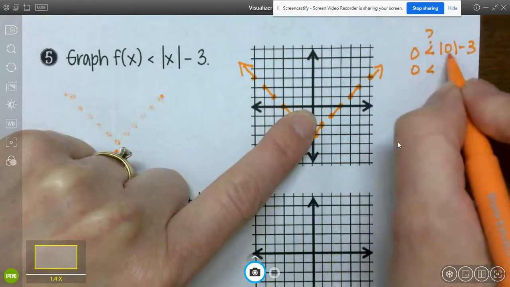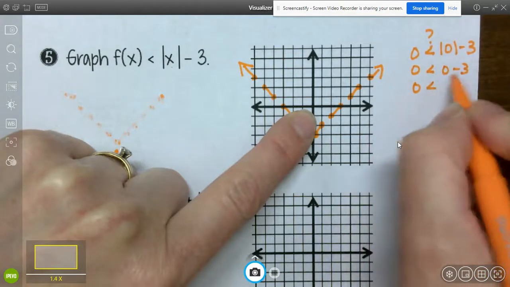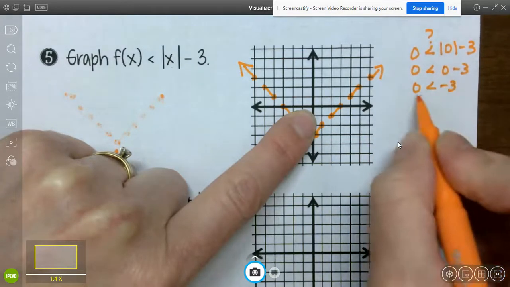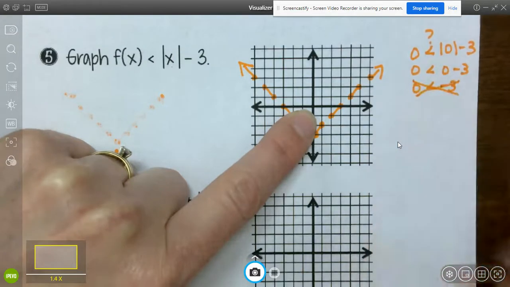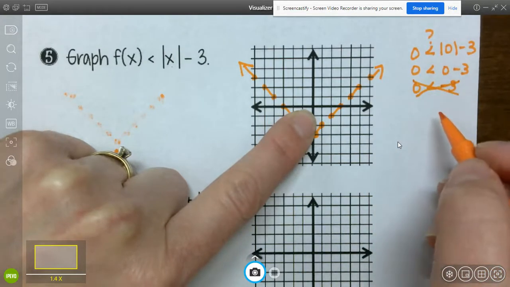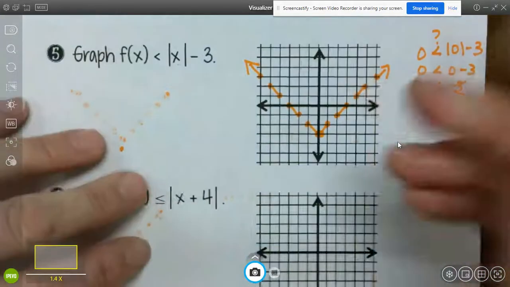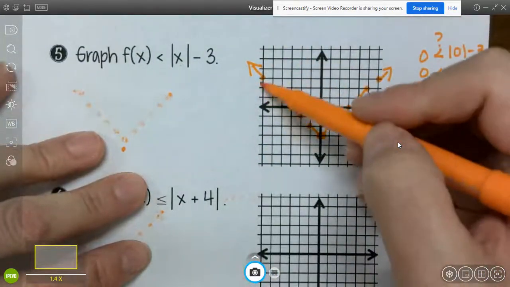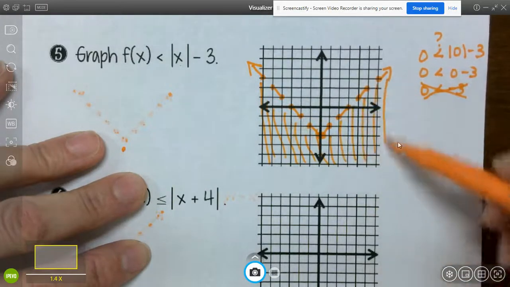0 is less than the absolute value of 0 is 0. 0 is less than 0 minus 3 is negative 3. Is 0 less than negative 3? Hopefully you said no, it is not. Negative 3 is definitely less than 0. So that means any of the points up here, they don't work. Anything up here doesn't work. So that means I need to shade everywhere down here. Okay?